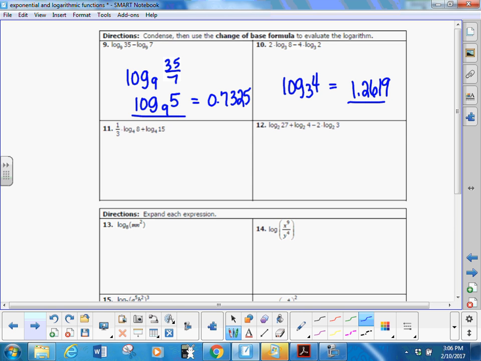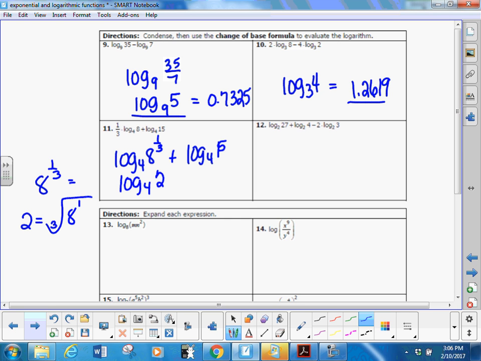So let's rewrite number 11. Since we've got that 1/3 out front, I can rewrite it this way. Well, 8 to the 1/3, I'll come out to the side and show you what that would look like written in another way. The cube root of 8 is 2. So we're looking at log base 4, that's a 2. Stop right there. If you wanted to use your Inspire to get a number for that, you could do that.